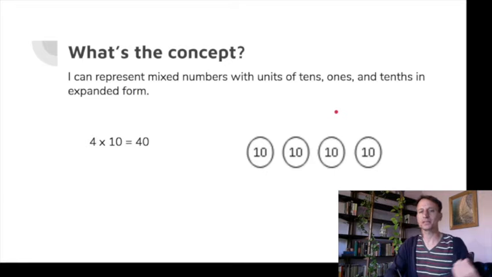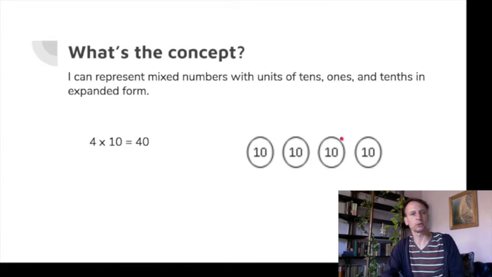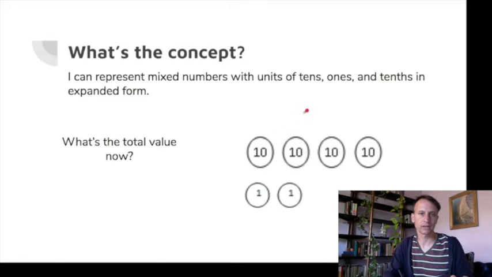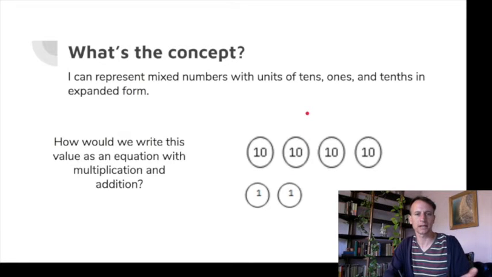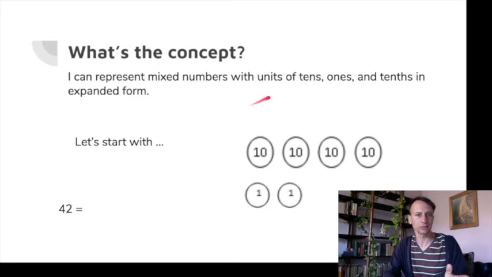Great. What we just did was we took 40 and put it in expanded form. 4 times 10. Boom. Beauteous. Okay, so what's the total value now? Well, we added in a 1 disc and a 1 disc. A 1 disc and a 1 disc make a 2 disc, right? So how do we write that out as multiplication here for the 2, adding it together with this in expanded form? Well, we first take what we started with. Okay, so we have 42 now.